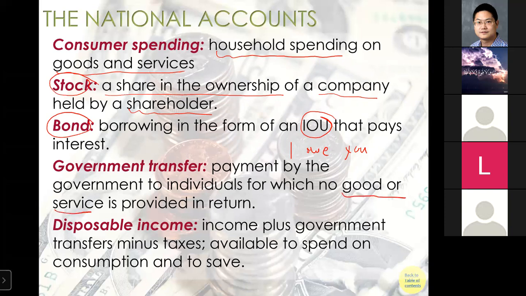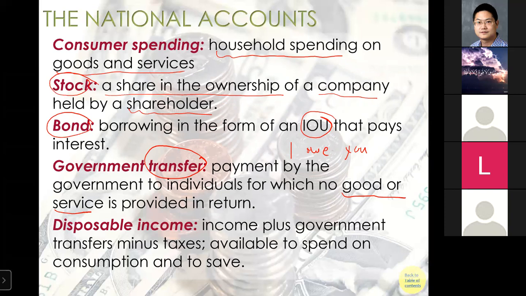In the second case, the government pays money to the unemployed, but in return, no goods or services are provided. If there's no goods or services provided, then it's called government transfer. It's one way. The government transfers money to the households. But in the other case, the government pays a private party to do a certain job for the government. So that's different. Just make sure you understand the difference.